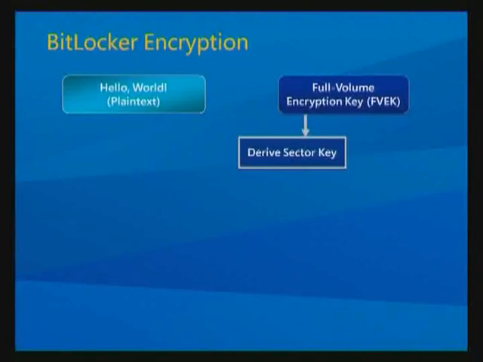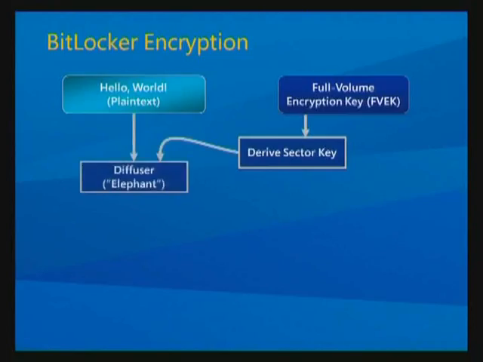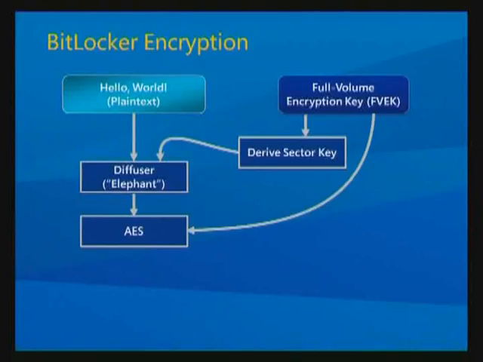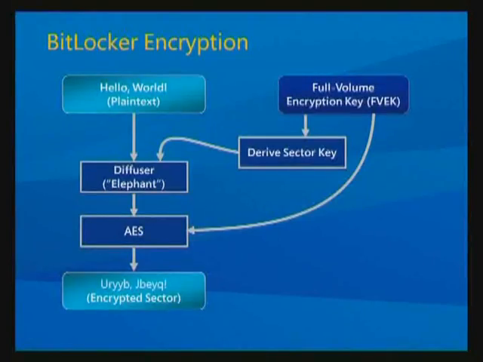This is what this diagram is going to show. So we derive the sector key. That can get fed into this diffuser algorithm. The diffuser algorithm then feeds into an AES algorithm, along with the FVEK, the full volume encryption key, creating quite a high entropy key that ends up with the encrypted sector. And yes, it's ROT13, but that's because if I did it in AES, no one would know. So that's basically how the encryption cycle works on the disk and where the diffuser fits into that scheme.